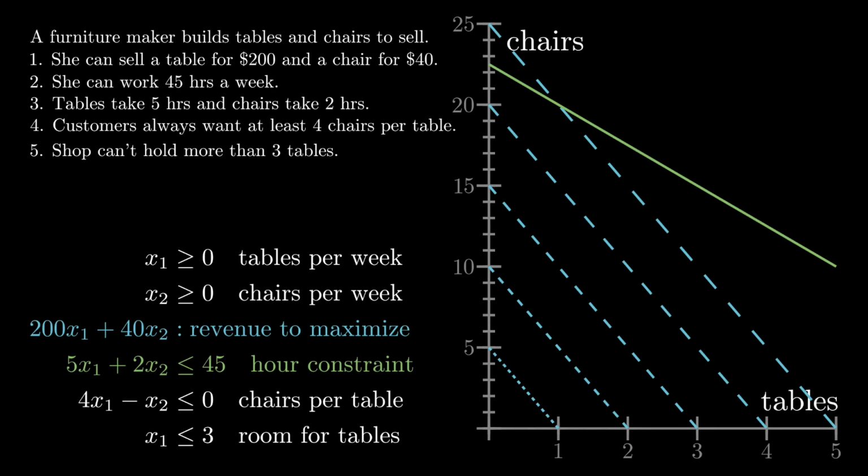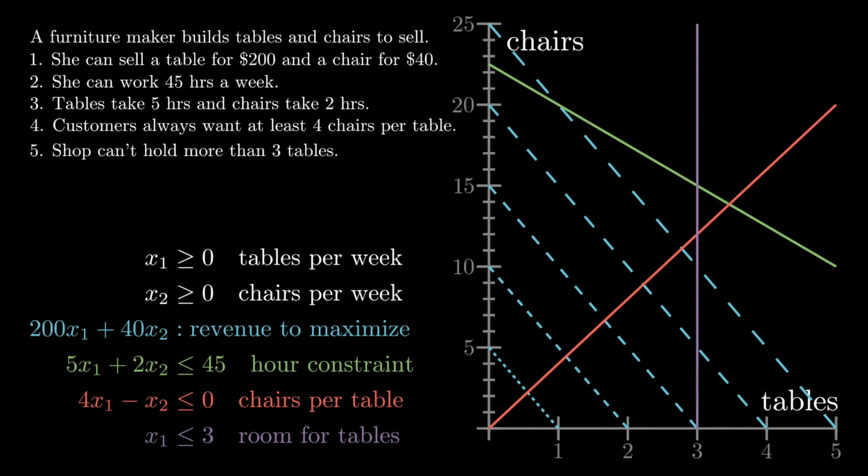So any solution to this problem needs to be below the green line if she's going to spend 45 hours or less in a week. Our second constraint is the fact that we need to make enough chairs for the tables, and so we need to be above the red line if we're going to have enough chairs. Finally, we have this hard constraint on the number of tables that corresponds to a vertical line that we have to be to the left of.